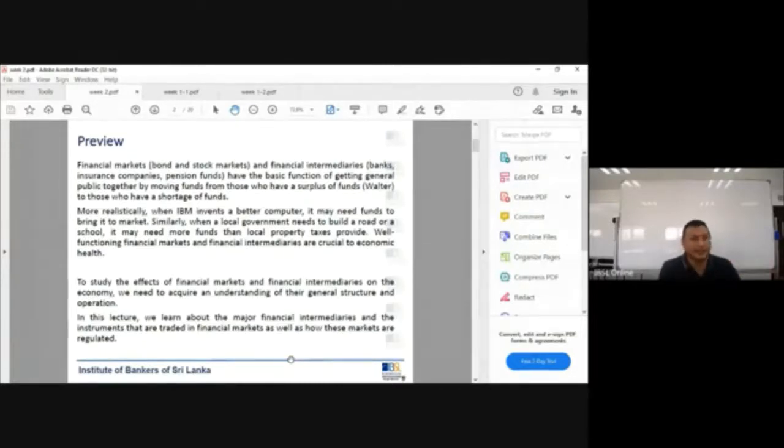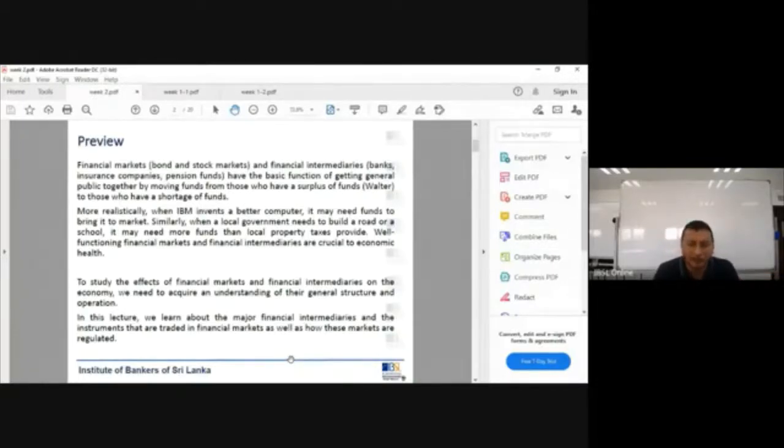So the surplus entities on one side, and the deficit entities on the other side, who have a demand for these assets based on their economic endeavors, economic purposes, economic projects that they are going to undertake, but they don't have resources. But from another perspective, there is another component in the economy.